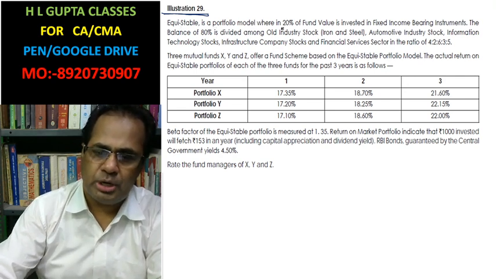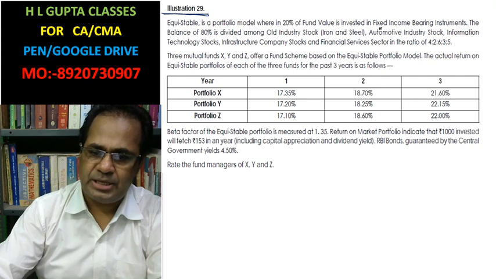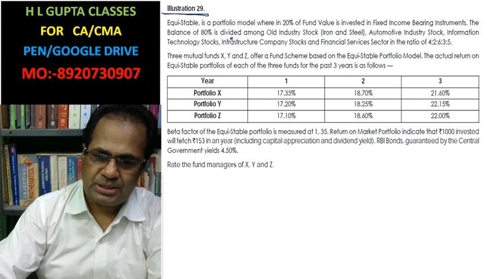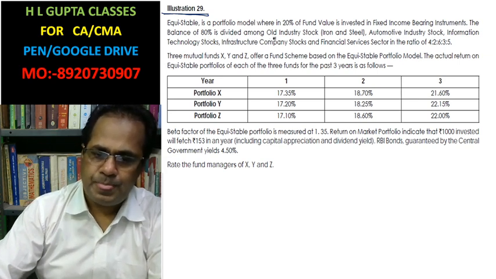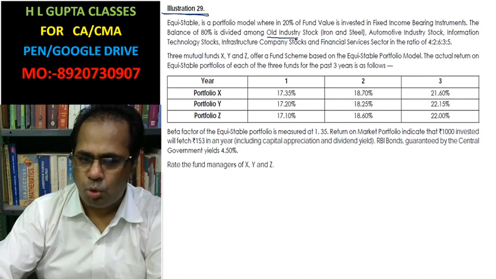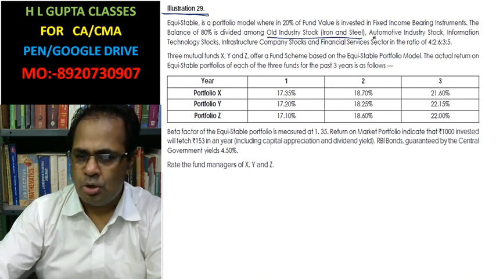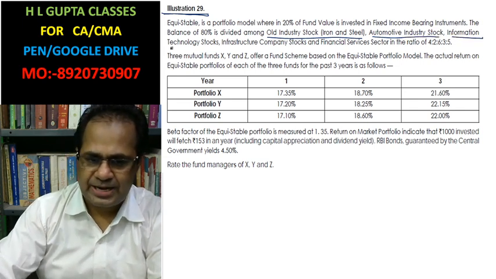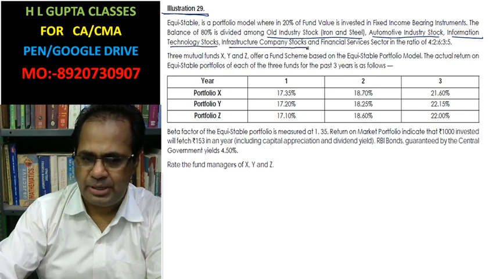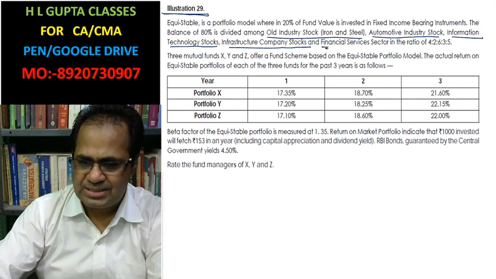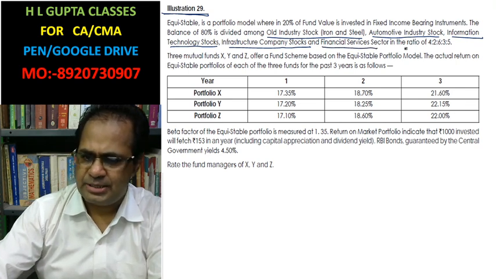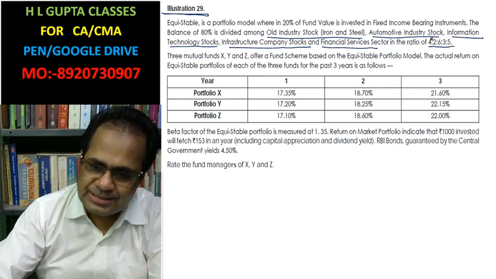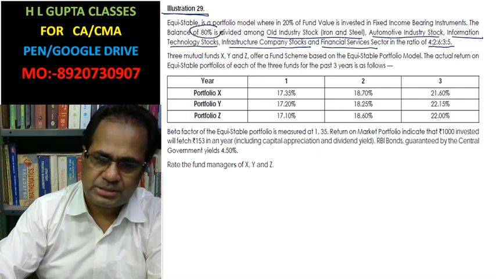Equistable is a portfolio model where 20% of the fund's value is invested in fixed income bearing instruments. The balance 80% is divided among old industries stock, iron and steel, automotive industries stocks, information technology stocks, infrastructure company stocks, and financial services section in the ratio 4:2:6:3:5. In this ratio, 80% of the funds is invested.